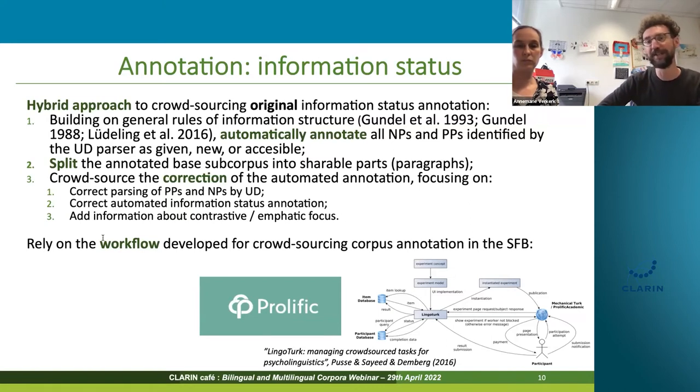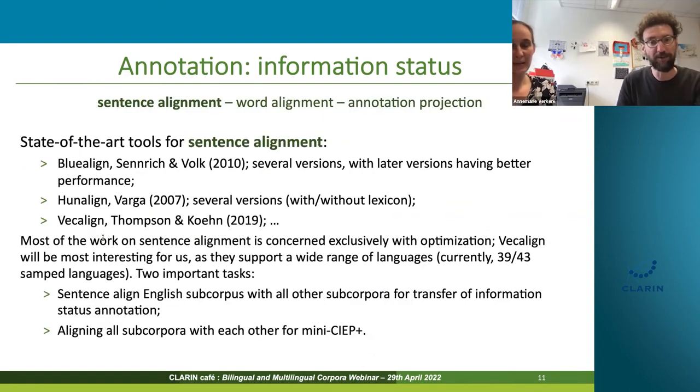usually, using automatic tools like sentence alignment or token alignment, we try to annotate the original, probably the English text, to other translations in order to expand the original information status, which is crowdsourced, to the target text. We're going to see if it can work, but it's a possible solution. Here we have a slide with some state-of-the-art tools for sentence alignment. We have tried BlueAlign, UniAlign, and VecAlign. And as I said before, we are also investigating if we can use token alignment instead of sentence alignment in order to export this information status originally done on English, or maybe other texts, or maybe other languages.